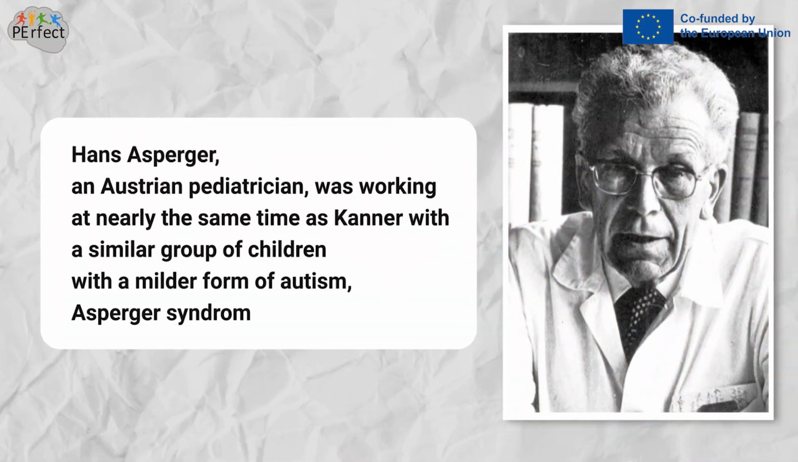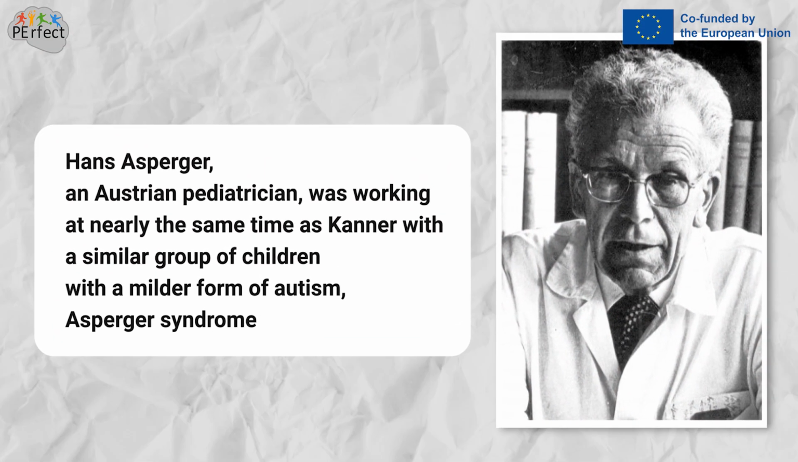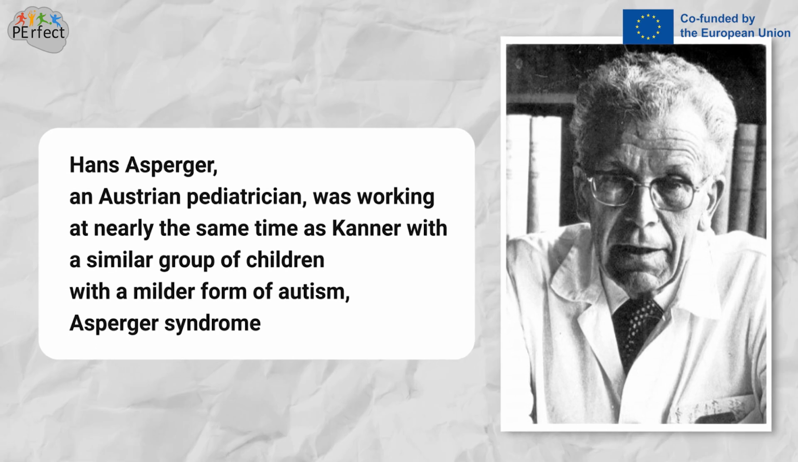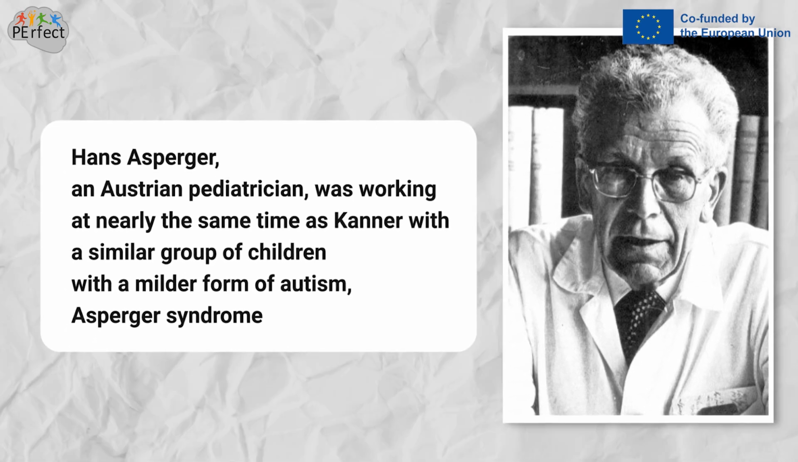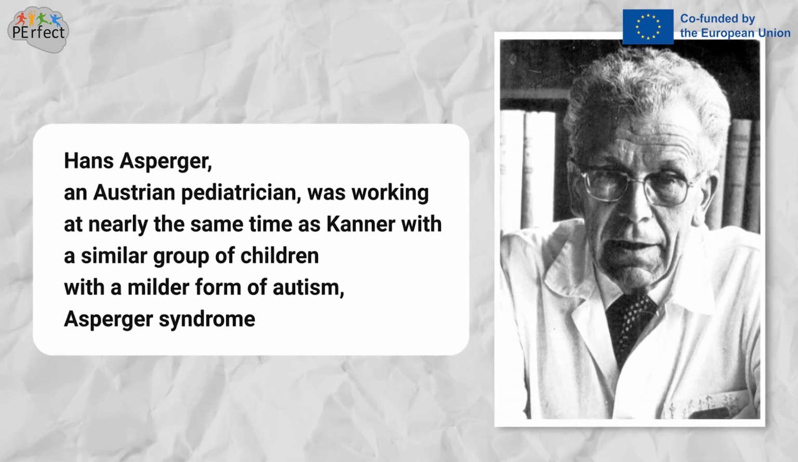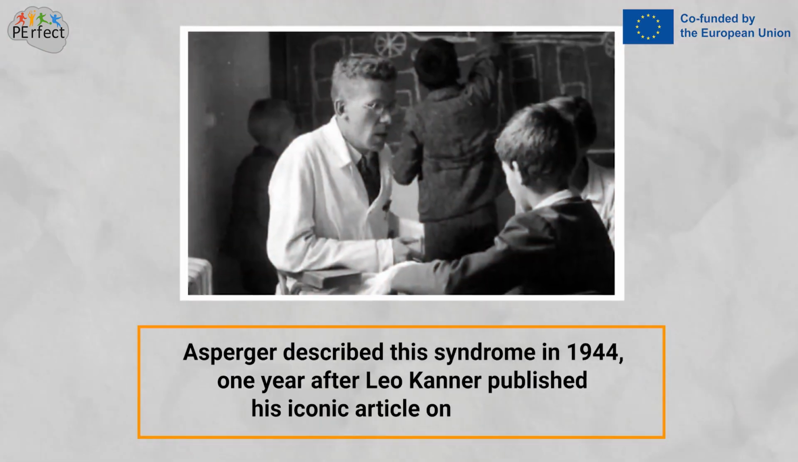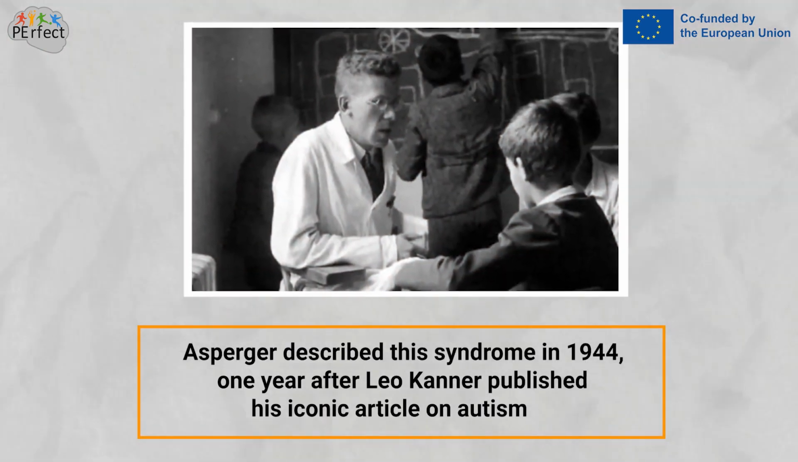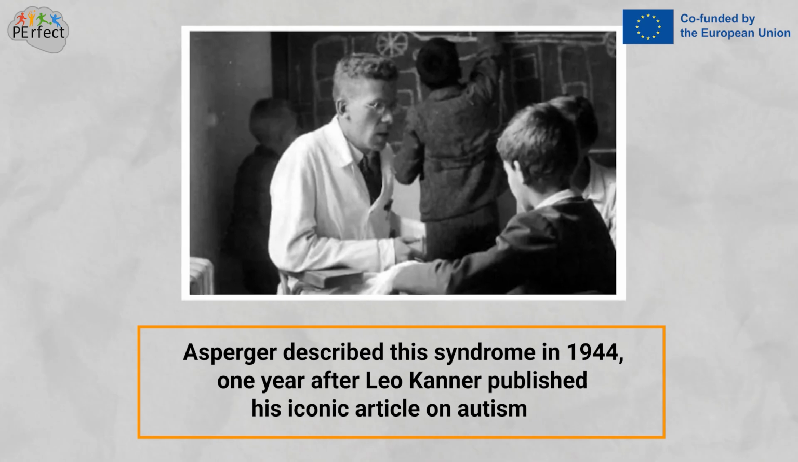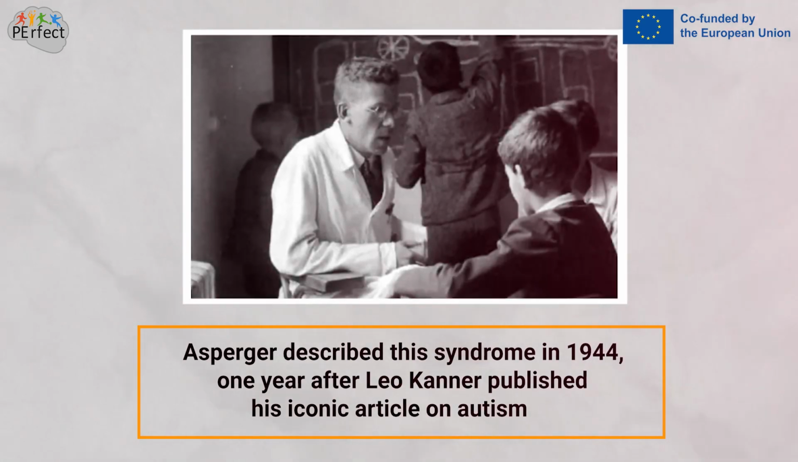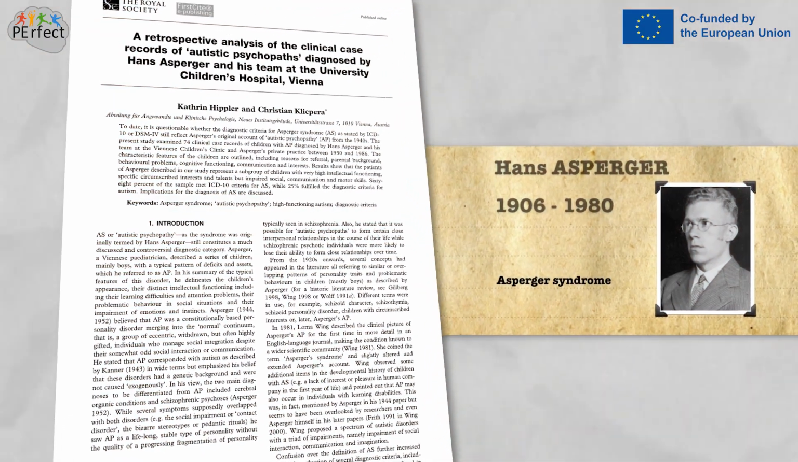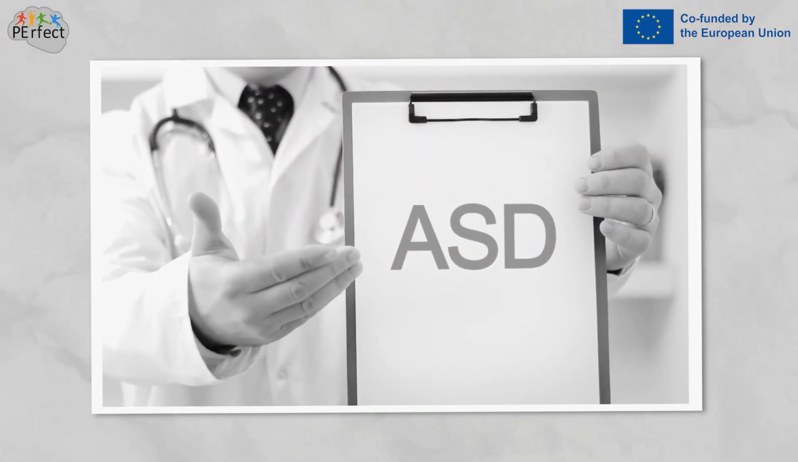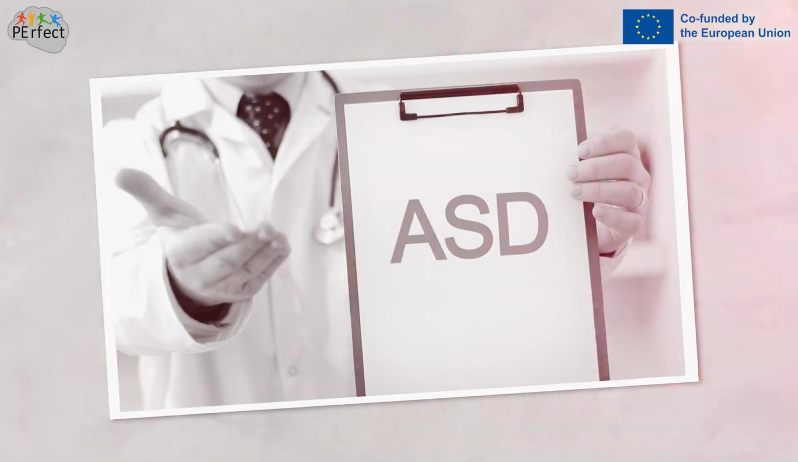Hans Asperger, an Austrian pediatrician, was working at nearly the same time as Kanner with a similar group of children with a milder form of autism, Asperger syndrome. Asperger described this syndrome in 1944, 1 year after Leo Kanner published his iconic article on autism. He presented case studies, just as Kanner had, about a particularly interesting and highly recognizable type of child.